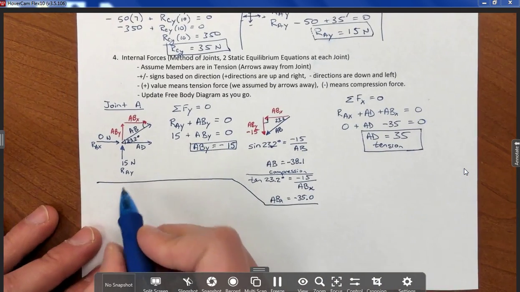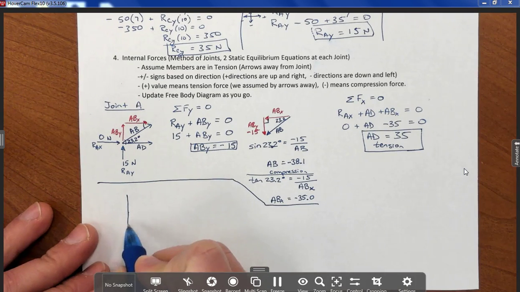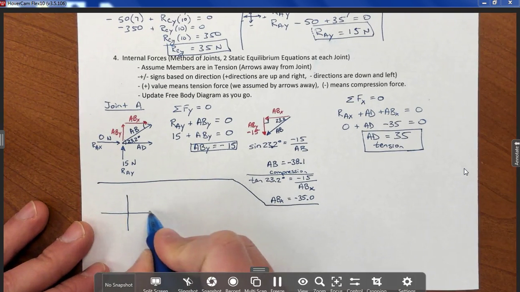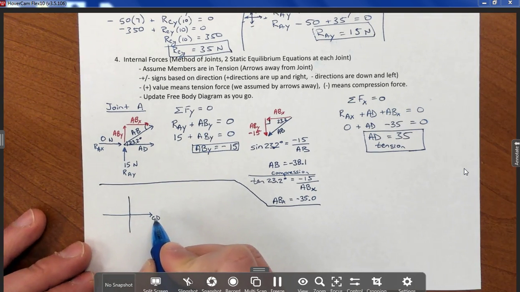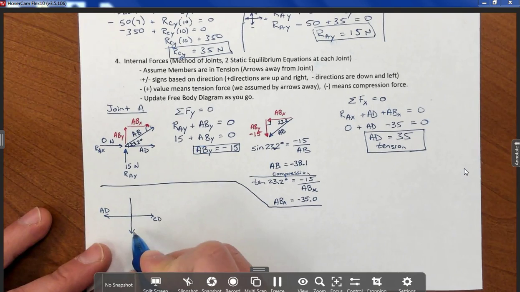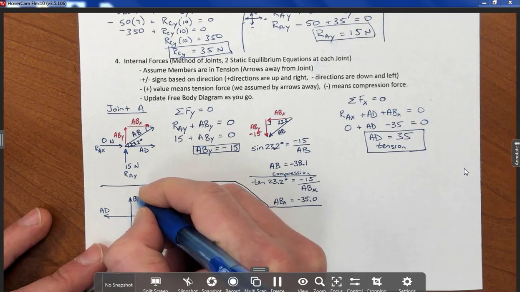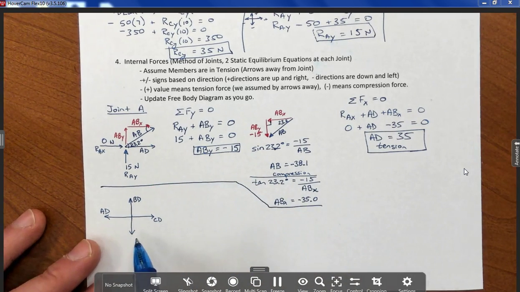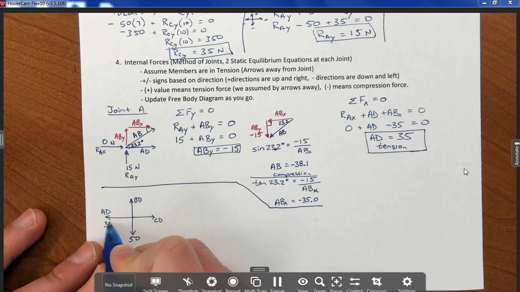All right, so let's just draw what we have though. At D here, we have CD is unknown. We assume it's in tension. We have AD known to be in tension. We have our load going down, and we have BD, we don't know, assuming tension. Okay, so fill in the numbers you know. We know that this is a load of 50. We know that this AD was 35 newtons, and we do know the direction there.